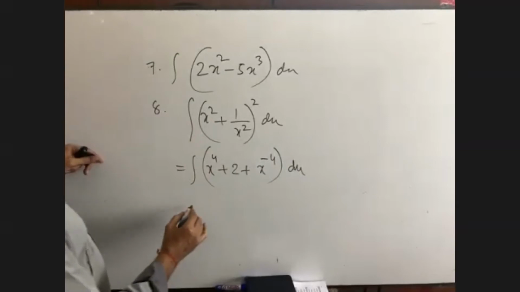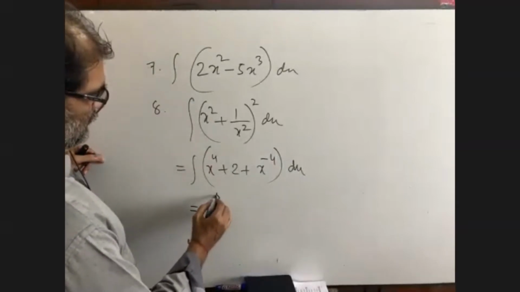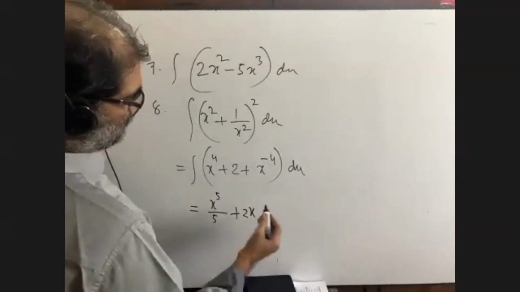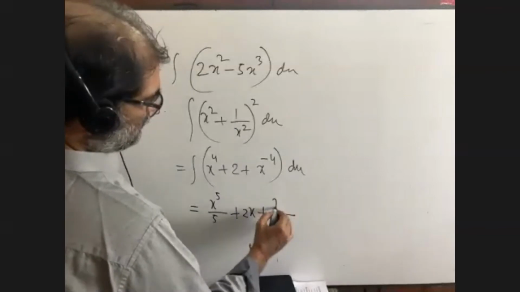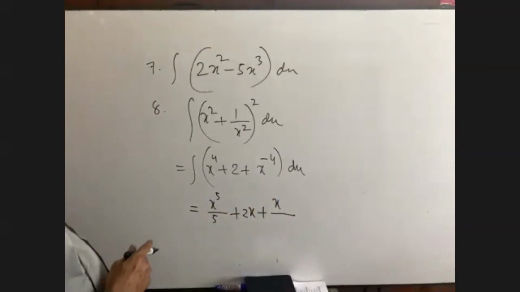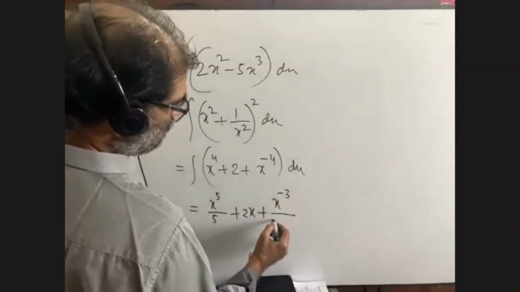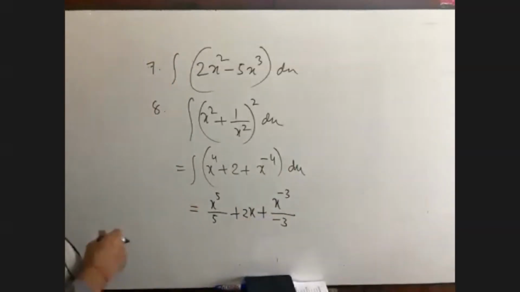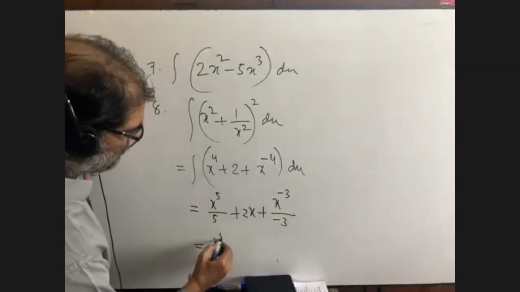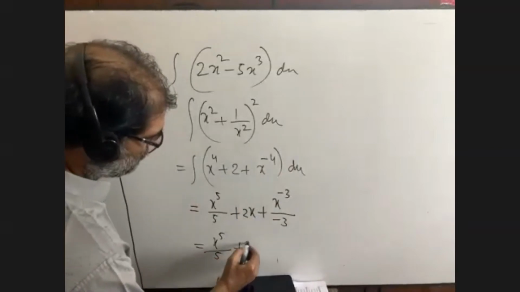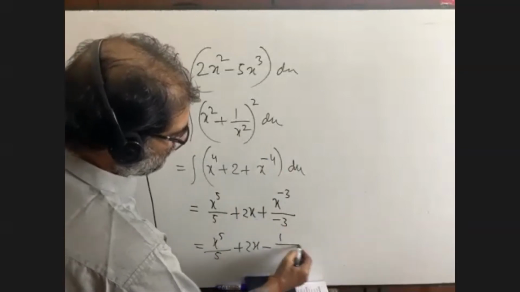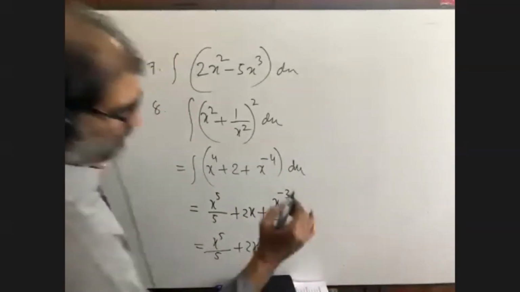Yes, sir. Then what will be its answer? X to the power 5 by 5 plus 2x, then plus x to the power, let me know. Minus 3. You're absolutely right. Minus 4 plus 1, that is minus 3. Now you can write the next line. That is x to the power 5 by 5 plus 2x minus, we can write here what? 1 by 3x cube. Okay.